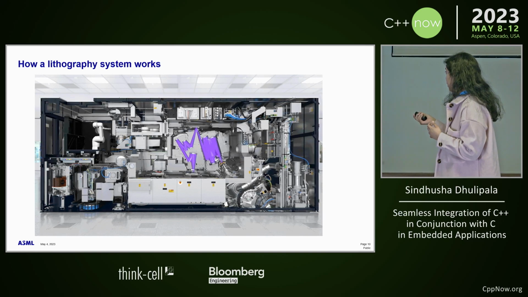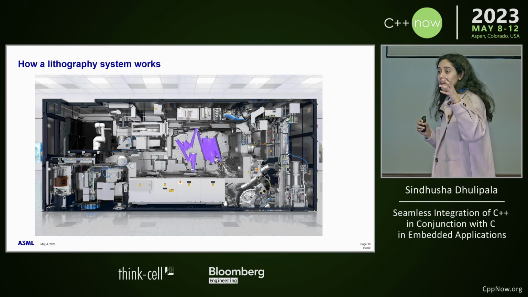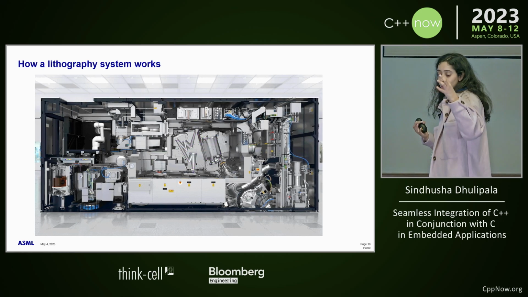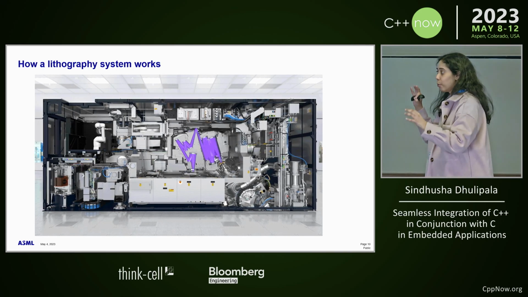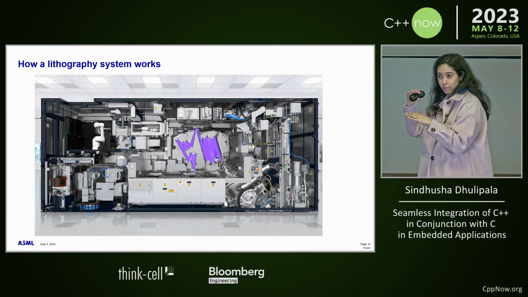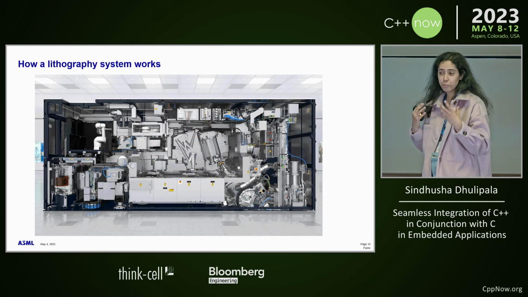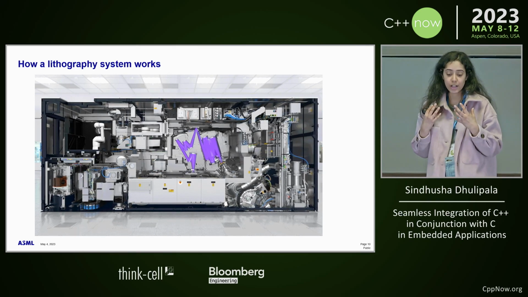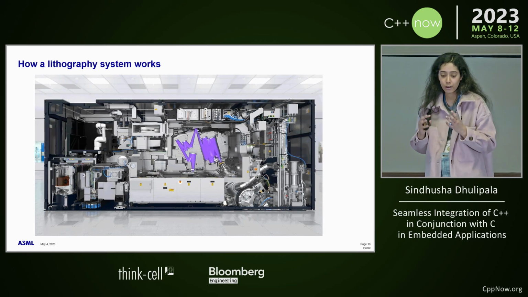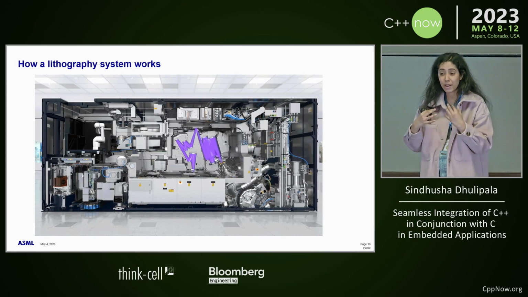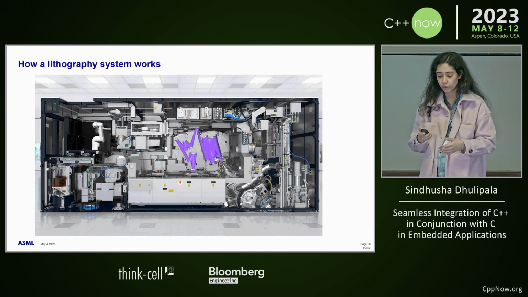Then we have the reticles, which would contain the pattern that we want to etch onto the wafer. So both of them are moving in alignment. So there's a lot of precision involved. And when you're writing software, you have to keep in mind the immediate effects of it on a physical level.